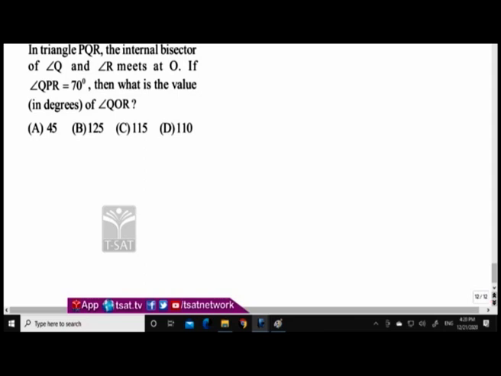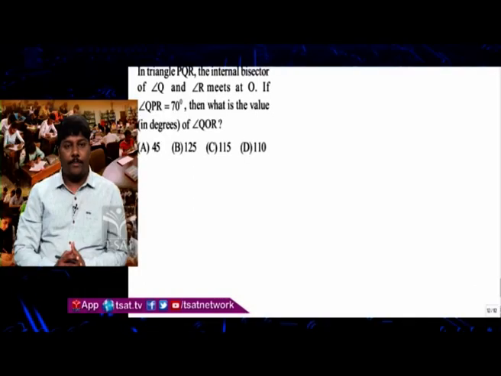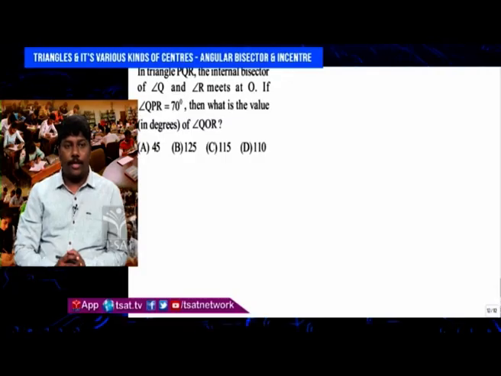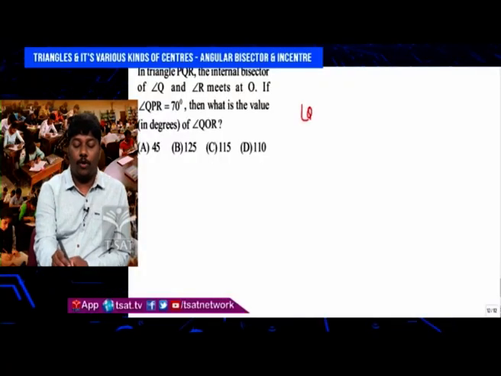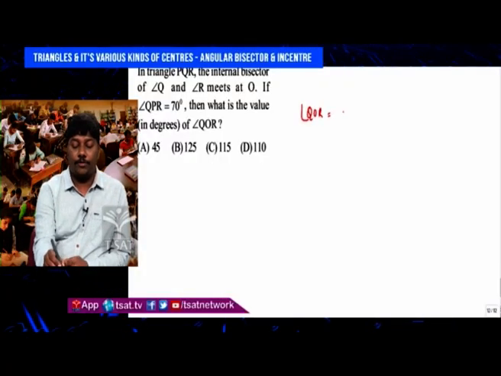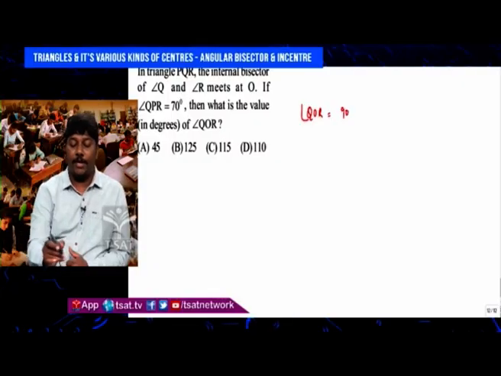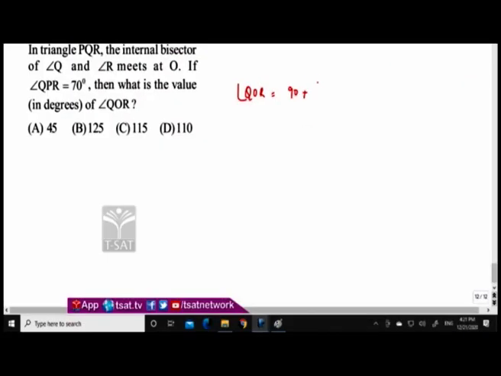In triangle PQR, the internal bisectors of Q and R meet at O. If angle QPR is equal to 70, then what is the value of QOR? We know when two internal angular bisectors meet, QOR is 90 plus angle P by 2. Instead of P we are taking QPR. So, it is 90 plus 70 by 2, which is 35. 90 plus 35 is 125 degrees.